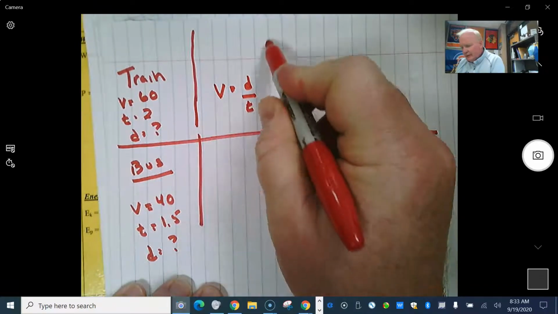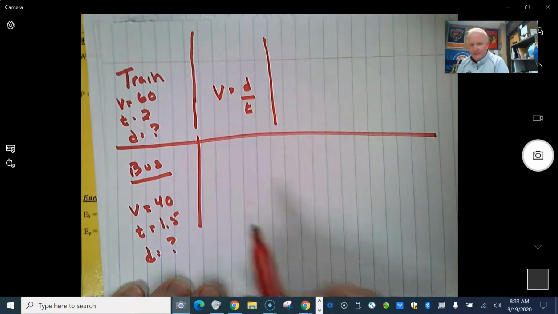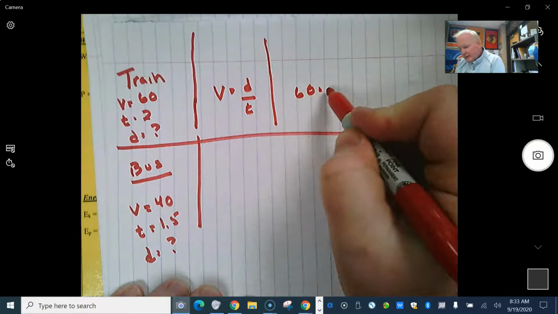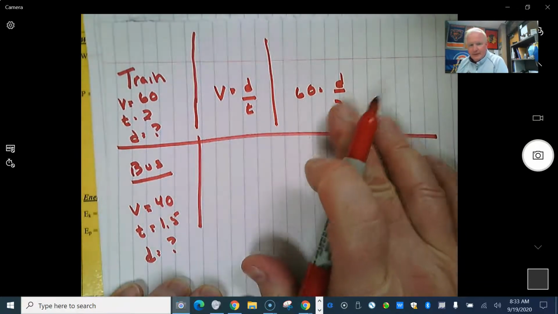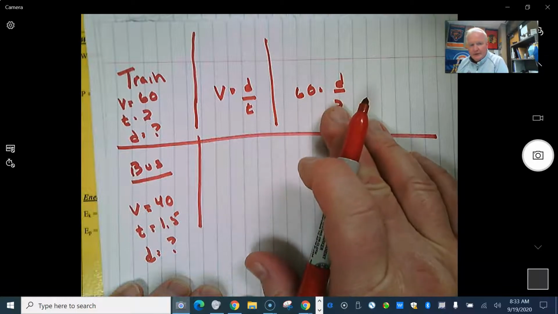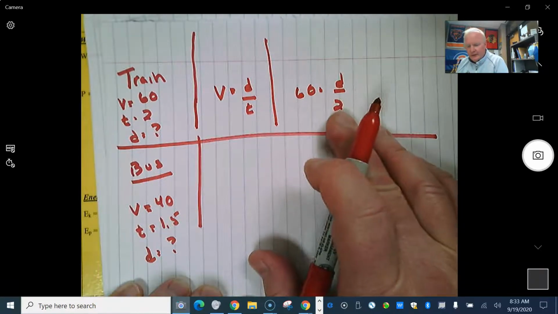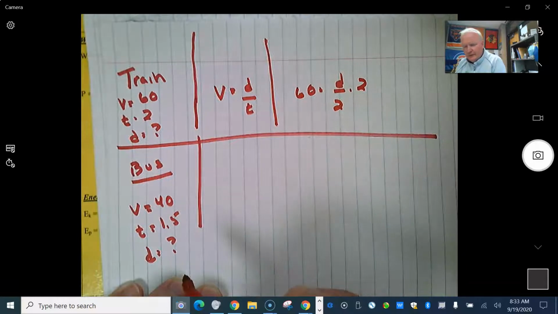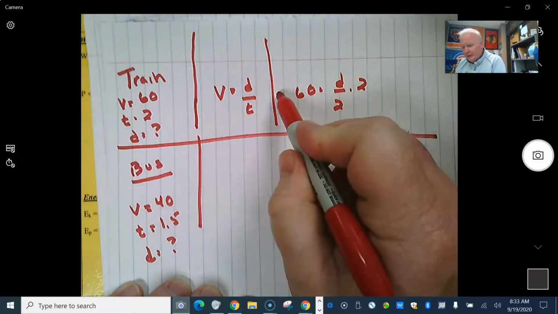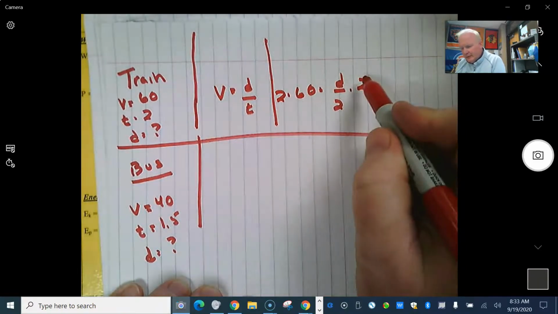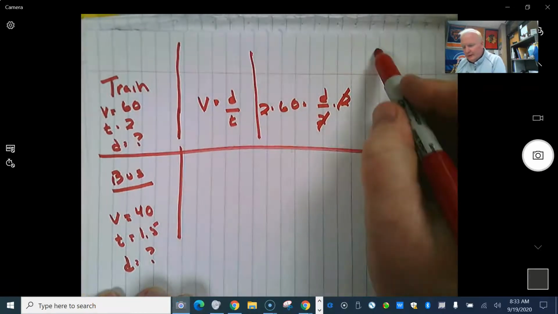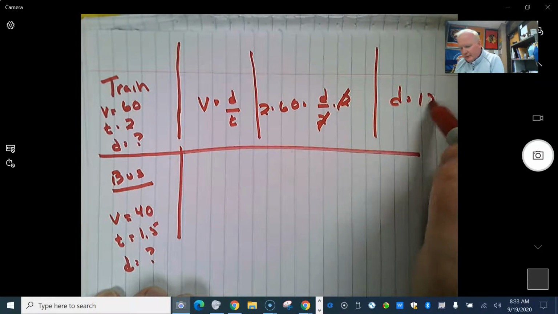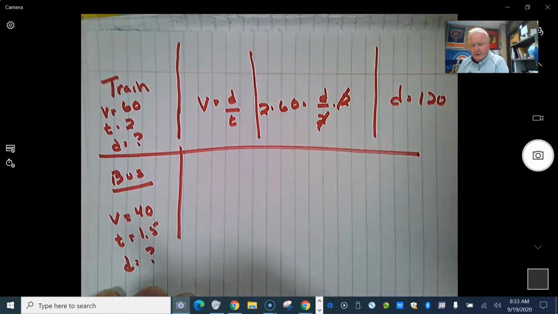V equals D over T for the train, or 60 equals D divided by 2. Okay. Remember, we got to get D by itself. We use our algebra skills. We want to get rid of the 2, so we multiply by 2. Whatever we do to the other side, we do to this side. So 2 times 60, D gets by itself there, and then we end up with D equals 120. So 120 miles.